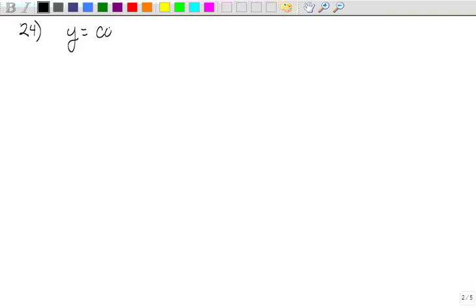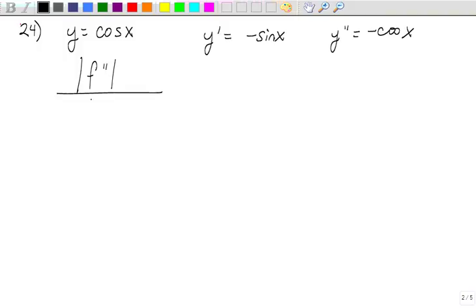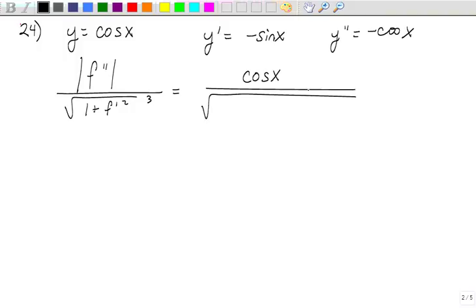If y equals cosine x, now we have a function in terms of x. We're going to use that other formula. So the formula is the absolute value of f double prime over the square root of 1 plus f prime squared, cubed. And f double prime, the absolute value, is cosine x over the square root of 1 plus sine squared x, cubed. That's it. So we've used each one of the formulas for curvature.